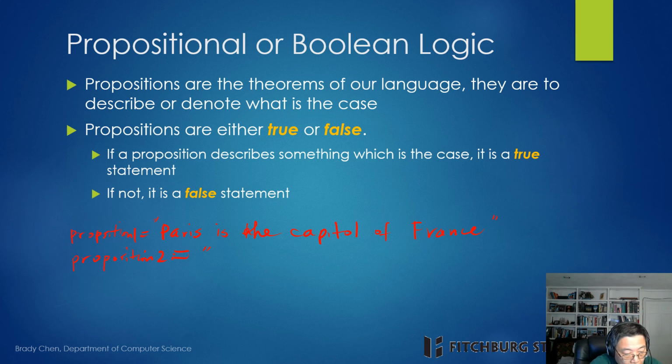Now we can say New York City is the capital of the United States. Is that true or false? Now the answer is it's false. So this proposition 2 has a value false. So if a proposition describes something which is the case, then it is a true statement and the value is true. And if not, it's a false statement.